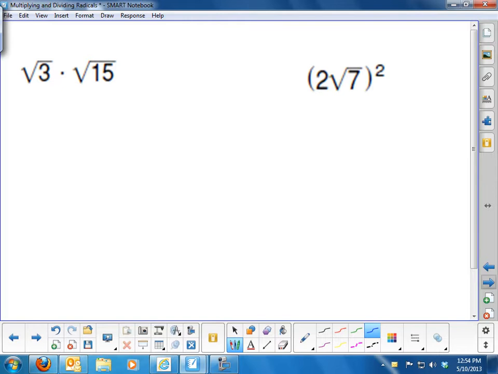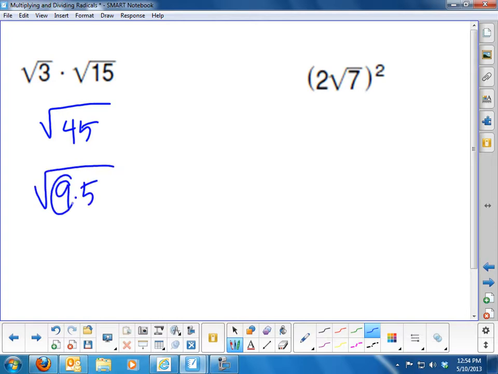Square root of 3 times the square root of 15. When we are multiplying, they do not have to be like terms, okay? That's only when we're adding and subtracting. So when I multiply, you multiply just like they didn't have a square root symbol above them. So 3 times 15 gives me 45. Now I can't leave that as my answer. I have to simplify it. 45 is 9 times 5. 9's my perfect square. So that leaves me 3 square roots of 5. That's what you get when you multiply those two radicals together.